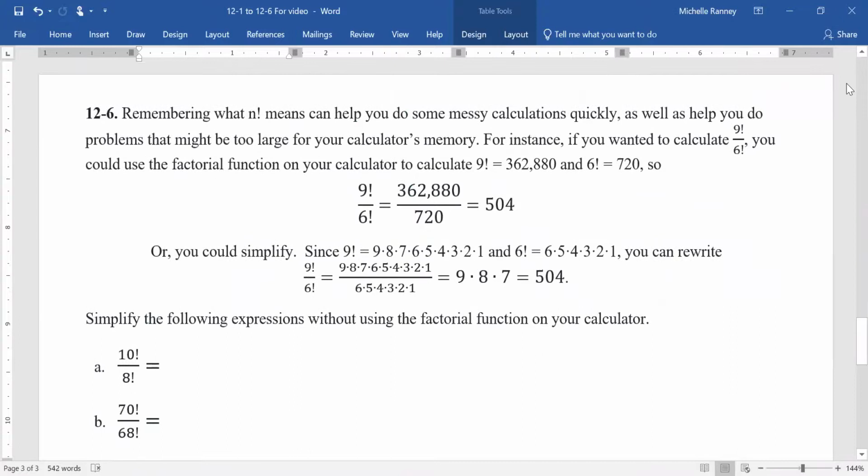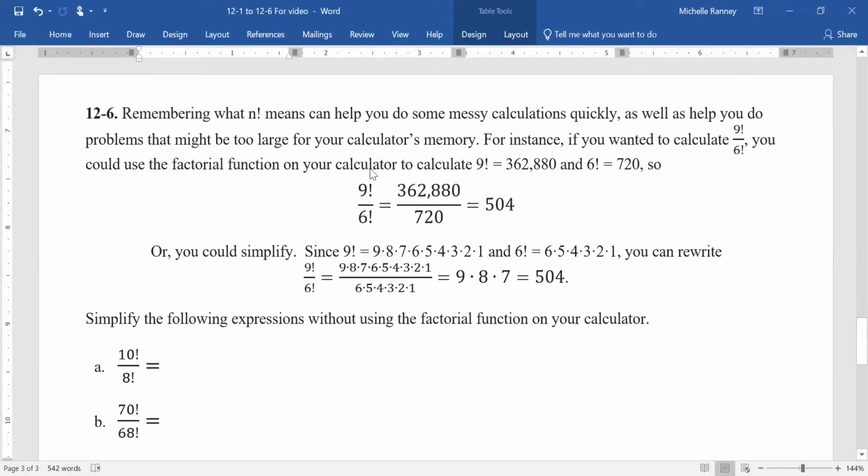So the last question here, 12-6, says, remembering what n factorial means can help you to do some messy calculations quickly, as well as help you do problems that might be too large for your calculator's memory. For instance, if you wanted to calculate 9 factorial over 6 factorial, you could use the factorial function on your calculator to calculate 9 factorial, and then calculate 6 factorial, and then you can put 362,880 over 720 and get the 504.